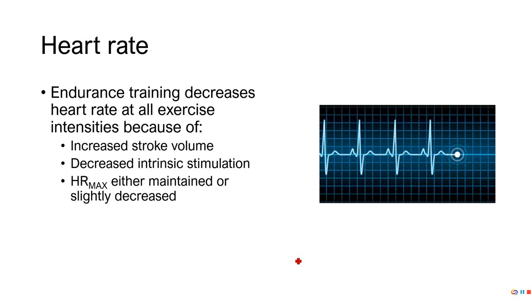And so the drift has a less steep slope, and so it takes longer for us to hit threshold. And so as a result, heart rate's slower, which means we have a greater heart rate reserve. And then heart rate max doesn't get higher. If anything, it's maintained, maybe even decreased a little bit. But we're making up for that with our increase in stroke volume.